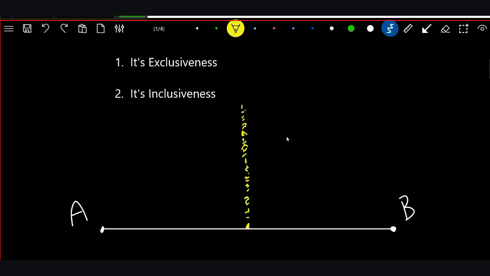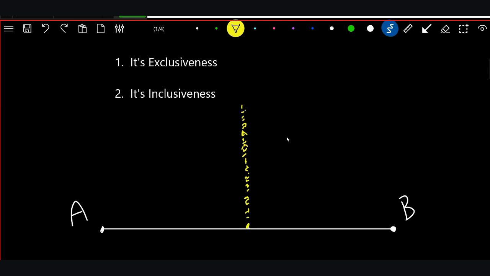Each point creates, this is the locus. The locus is this collection of points right here that forms a line. In this case, it forms a line. Not always does it form a line. Sometimes it forms other things. Okay, so that's the inclusive.